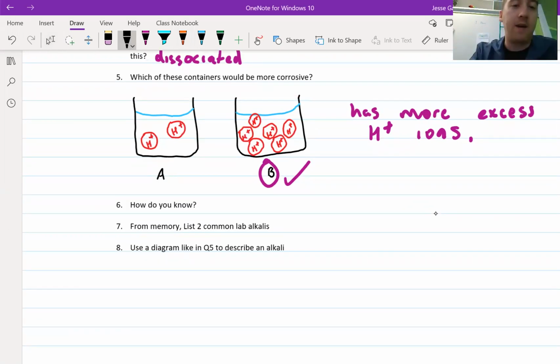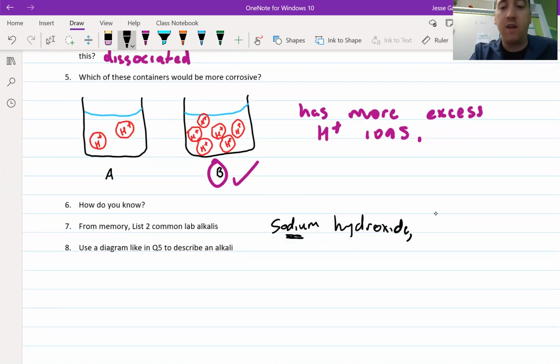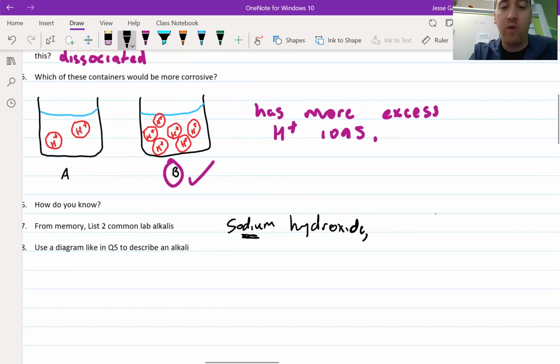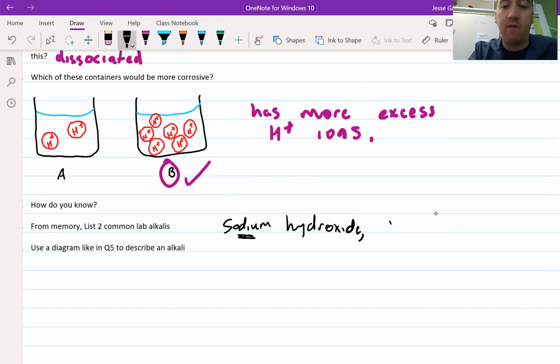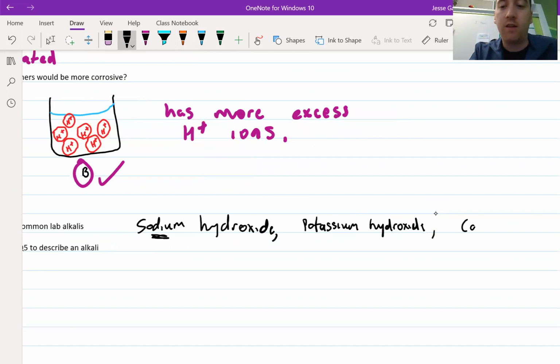Two common lab alkalis. The options we have are sodium hydroxide. We could have, think of another metal in that group, lithium hydroxide. Any metal in that group was going to make an alkali with hydroxide. The other one I gave you was potassium, which is also in the group with sodium. So potassium hydroxide. And another one is calcium hydroxide.